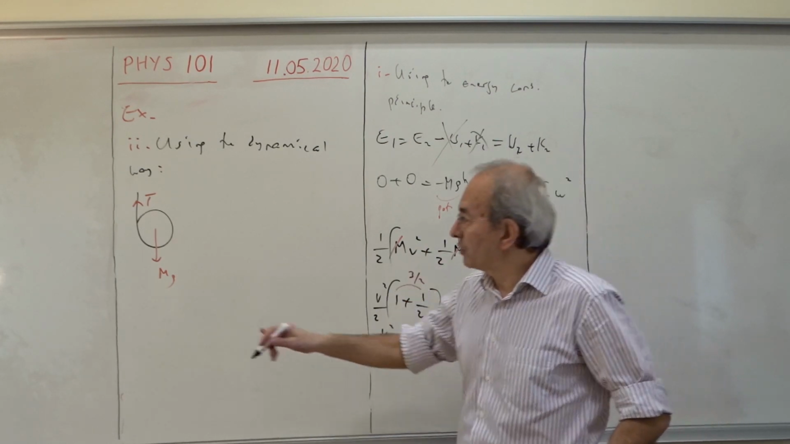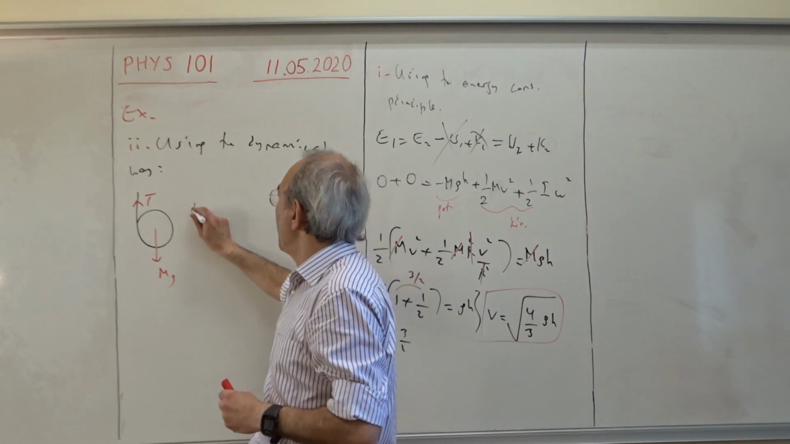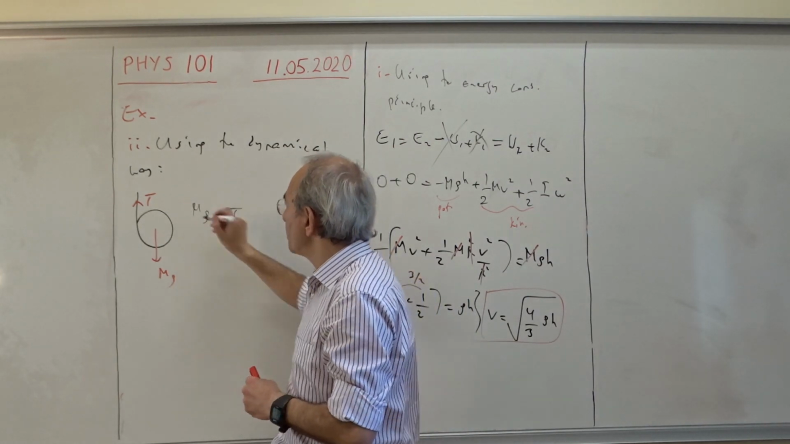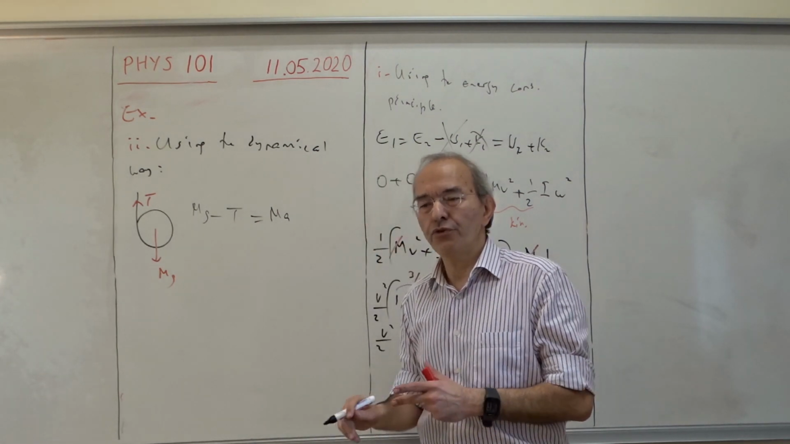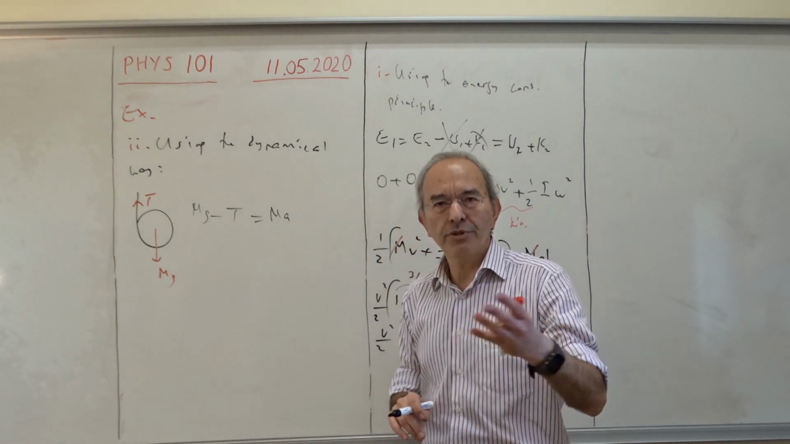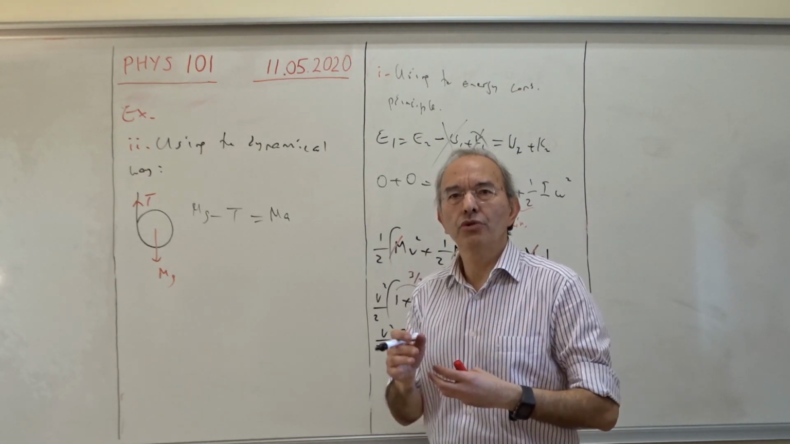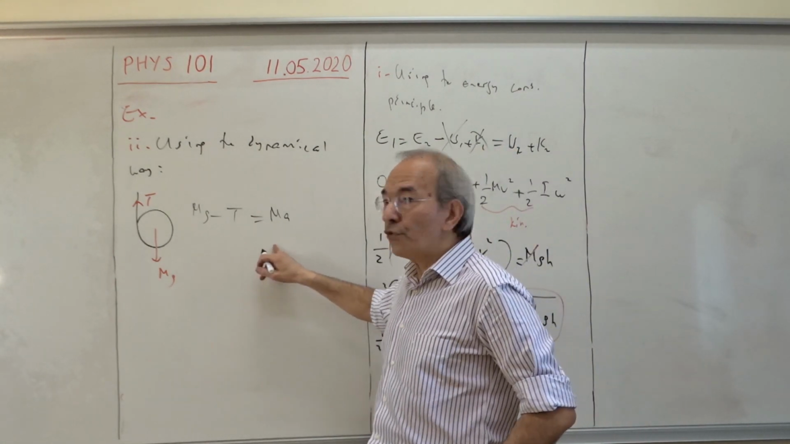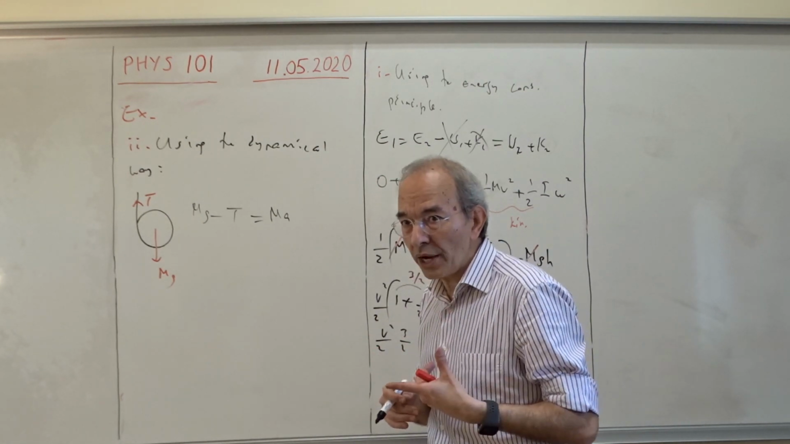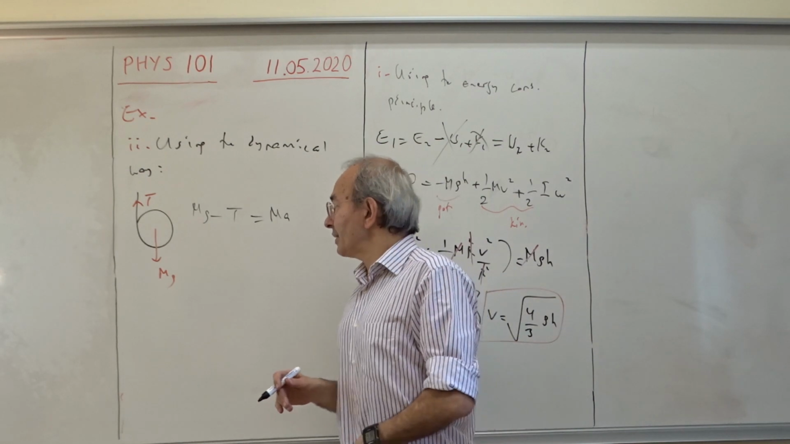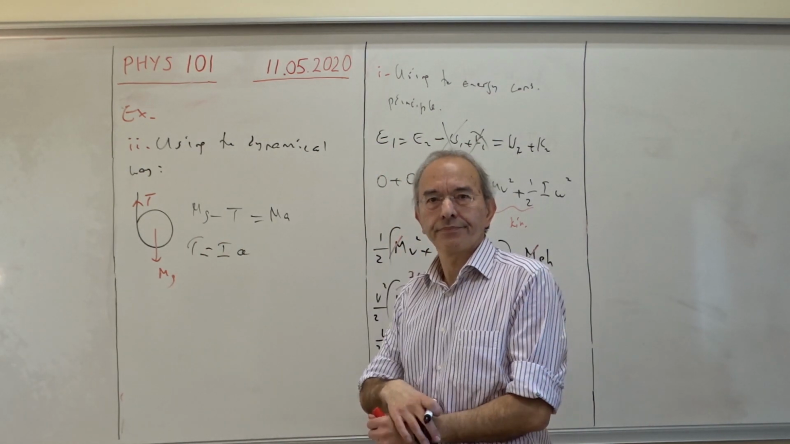What is the force equation for this object? For the linear motion of the center of mass, Mg minus T is equal to M times a, as before, just like in the third, fourth and fifth chapters, the Newton's laws. This is for the linear. For the rotational motion, we should write one more equation. For the rotational case, we have tau is equal to I times alpha.